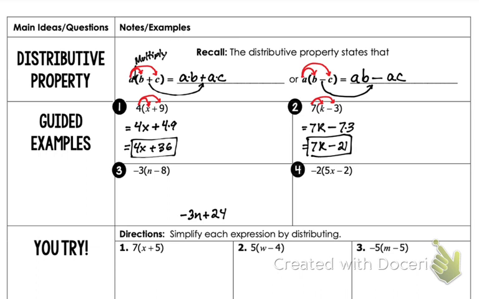Let's talk about it. We are taking this entire negative 3 and we're distributing it. The whole negative 3 is being distributed. So if I have negative 3 times n, I would have negative 3n.